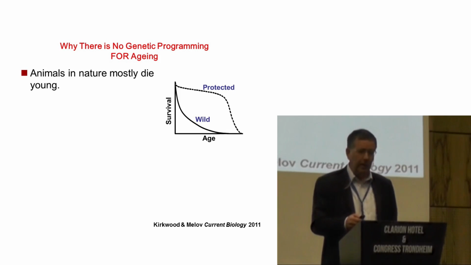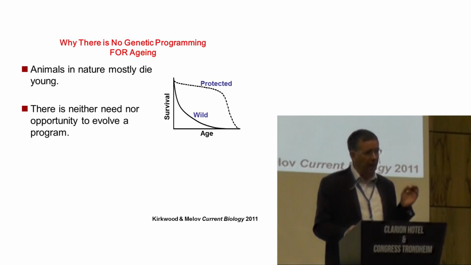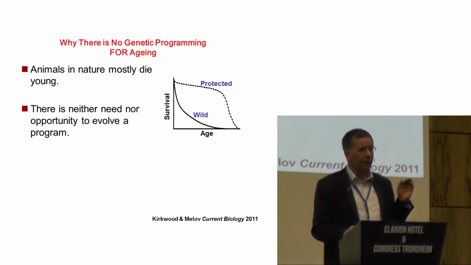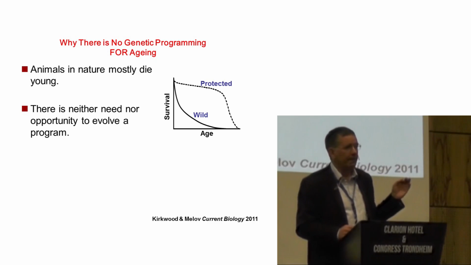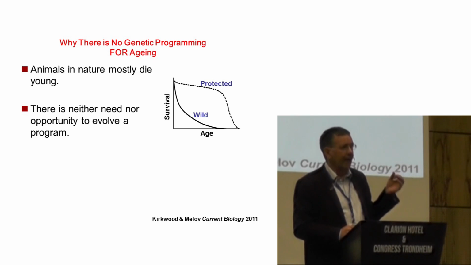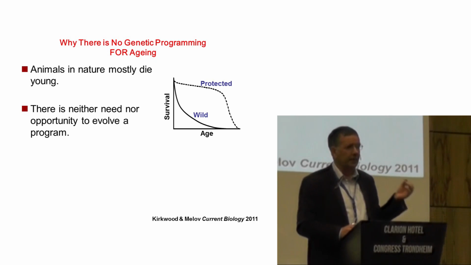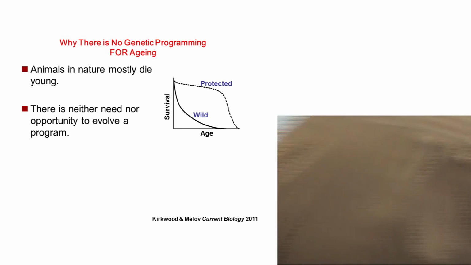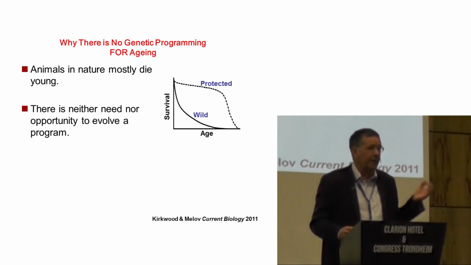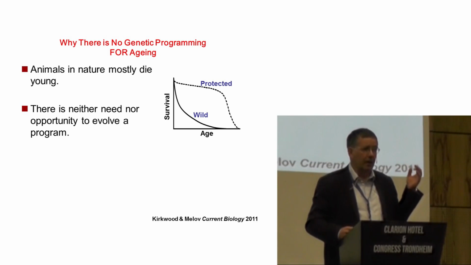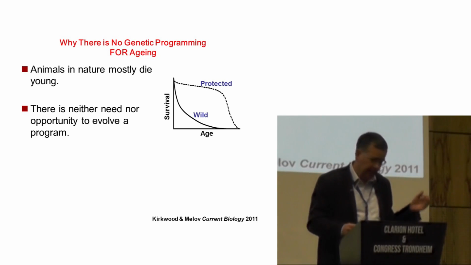So what that means, quite simply, is that there's neither a biological need, nor is there an opportunity to evolve a program for aging. If aging is something that nature never normally sees, then you certainly cannot evolve a hypothetical set of mechanisms that would kill animals that got too old. And of course there's no need, because the problem that most populations face is how to keep their numbers high.